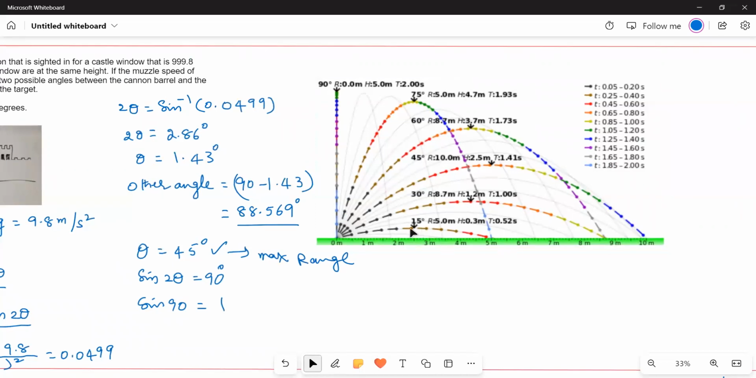That means the horizontal displacement will be the same for the angle and its complementary angle. The only thing is the vertical displacement differs. If the angle is less, the vertical displacement is also less. If the angle is more, the vertical displacement will be more.